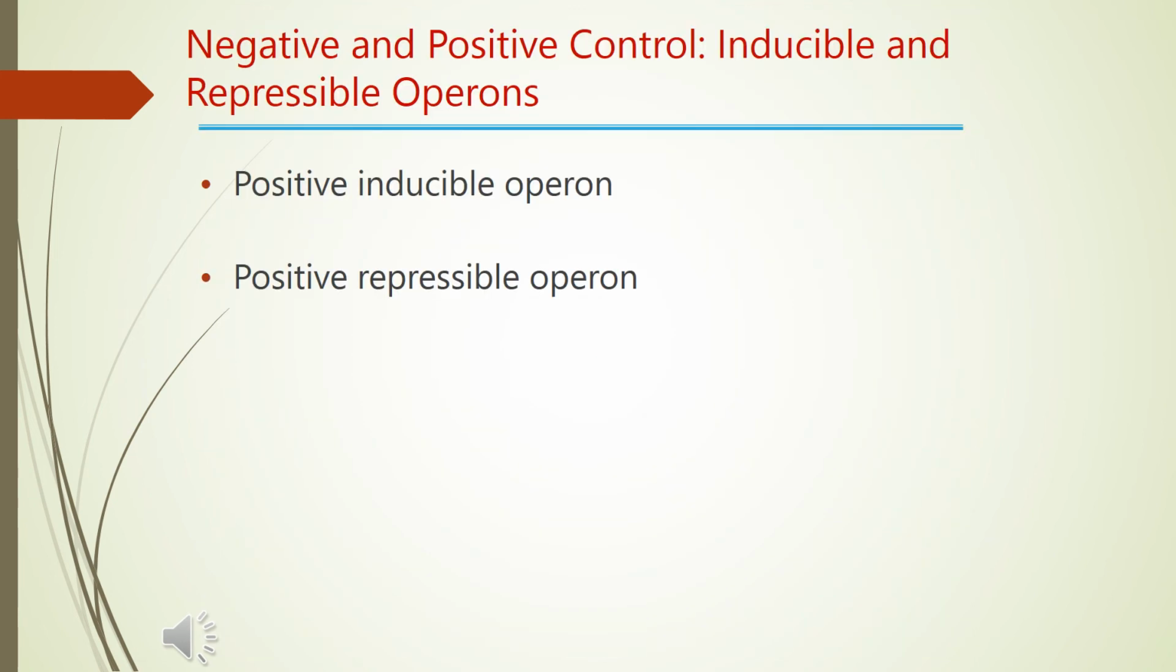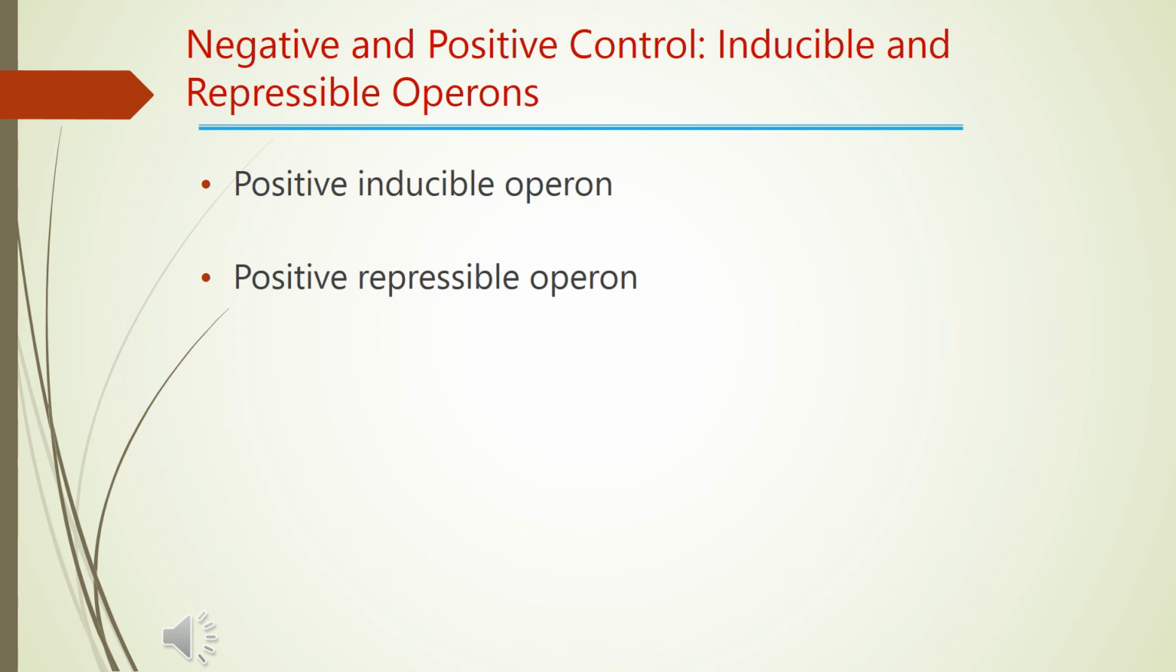So the next section is inducible and repressible operons. Here another term you have to be familiarized with is positive inducible operon and positive repressible operon. Now you will be able to understand what a positive inducible operon is. Positive means the regulator protein or regulator product will be an inducer. Inducible means it is usually in an off condition and it must be turned on. So positive inducible operon means the regulator protein will induce transcription and translation of this inducible operon.